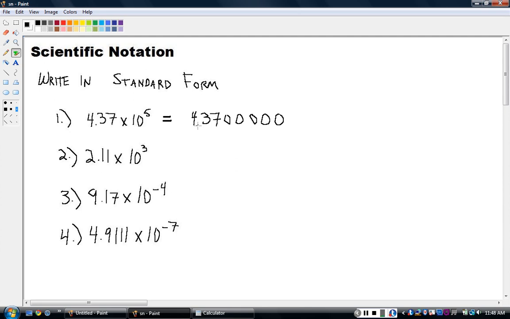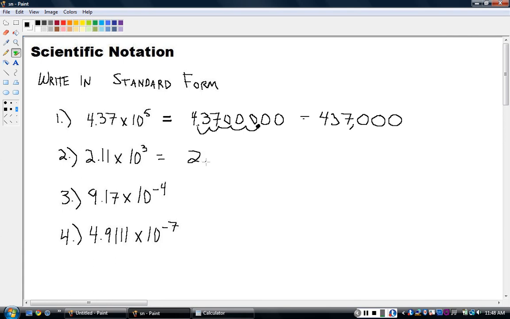So it means I got to go that direction. Okay, so I fill in some zeros after the 7, and I'm just going to move my decimal place 5 spots. That's it. 1, 2, 3, 4, 5. My new decimal place goes there. I just had a couple extra zeros, I don't really need those. So it's 437 and 3 zeros. That's it, 437,000.